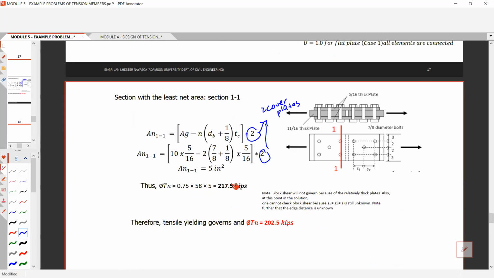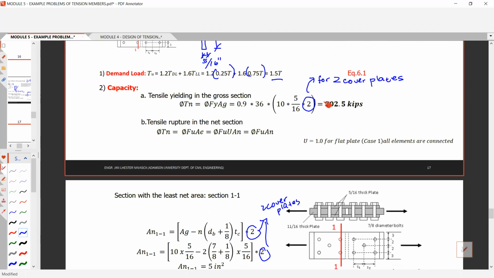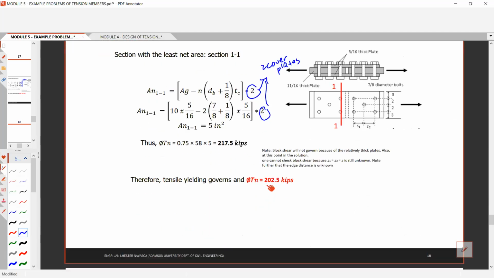You have 217.5 kips capacity and 202.5 kips capacity. Therefore, we are using the tensile yielding in the cross section, 202.5 kips. For the capacity, we will choose the minimum of all limit states. That is 202.5 kips.